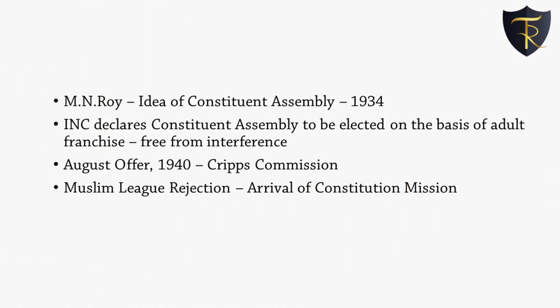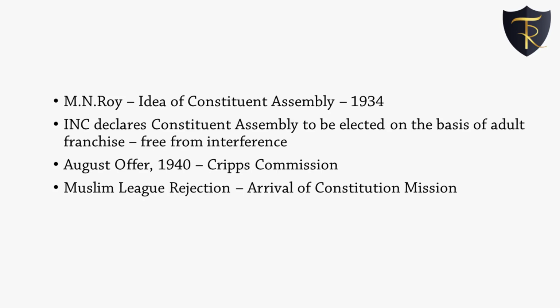M.N. Roy was the first person to put forward the idea of a Constituent Assembly for India in 1934, which was supported by the Indian National Congress, officially demanding a Constituent Assembly to frame the Constitution of India. In 1938, the Indian National Congress declared that a Constituent Assembly should be elected on the basis of adult franchise, and it would be solely framing the Constitution of Free India without any outside interference.